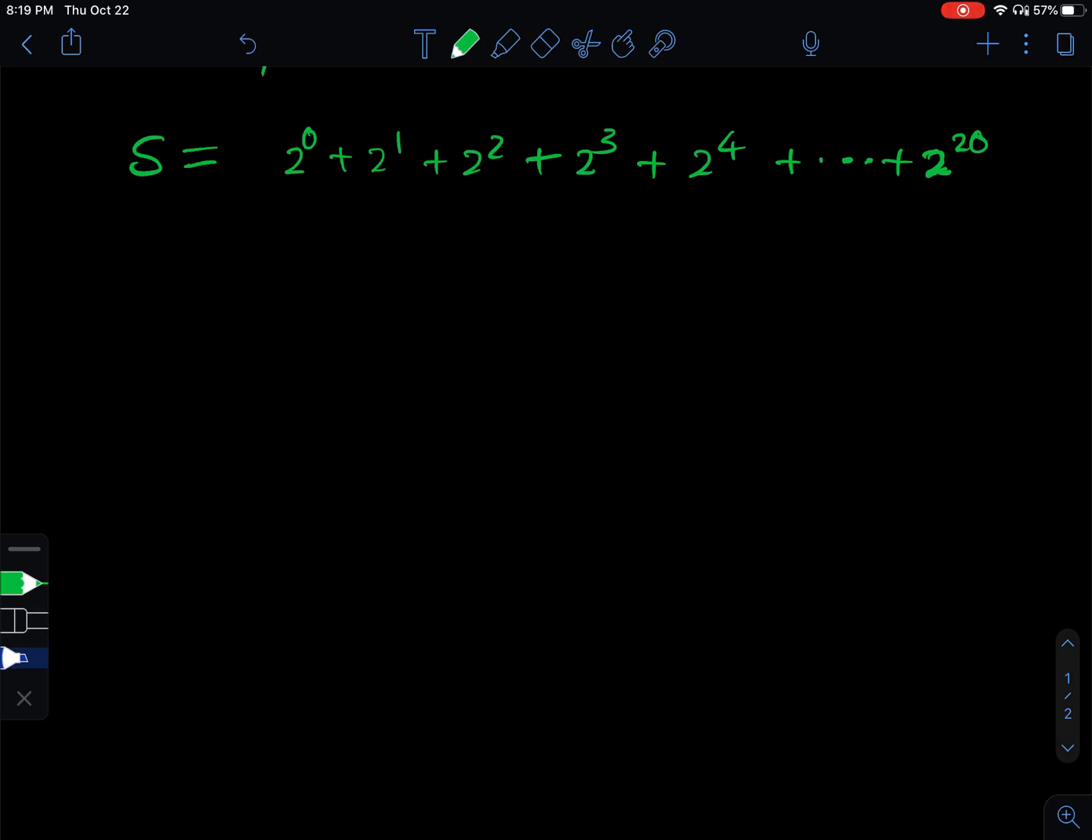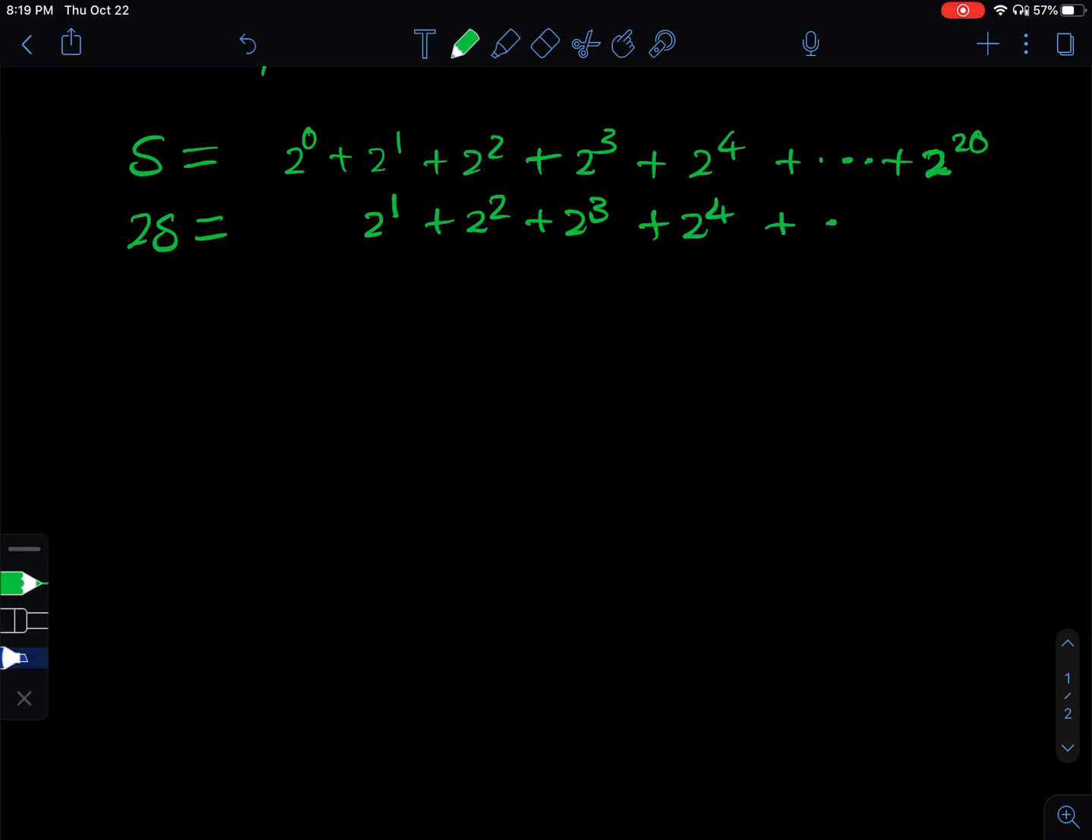Instead, what you do is multiply the entire thing by the common ratio. And in this case, the common ratio is 2. So you say 2s is equal to 2 to the power 0. Now, I could write 2 to the power 1 here, because 2 to the power 0 times 2 is 2 to the power 1. But instead, I'll write it under the other 2 to the power 1 to make it look nicer. So now this is our series.